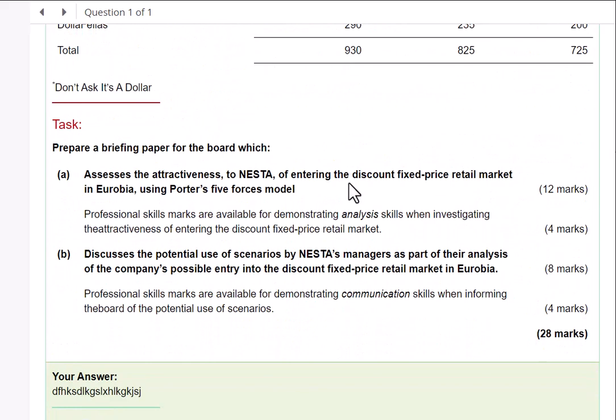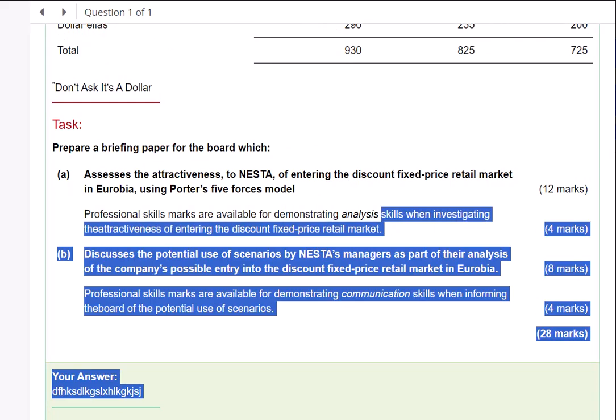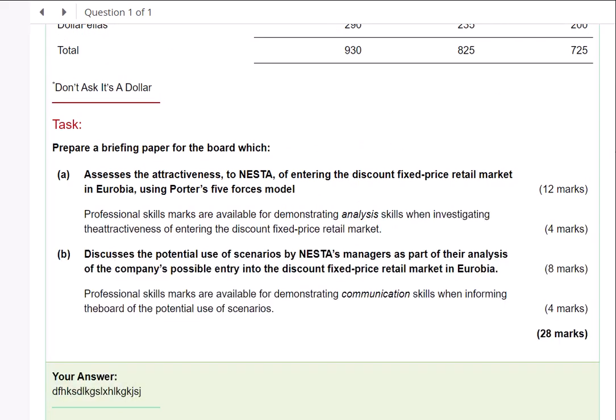Now I will be reading the task requirement first, and after that, I will be reading the main case study. Under this task requirement, they are asking us to prepare a briefing paper for the board, which, remember, if the question is asking you to prepare a briefing paper, in SBL, the most important factor is consideration of the professional marks, and every time you have to make sure that you are writing according to the professional marks.